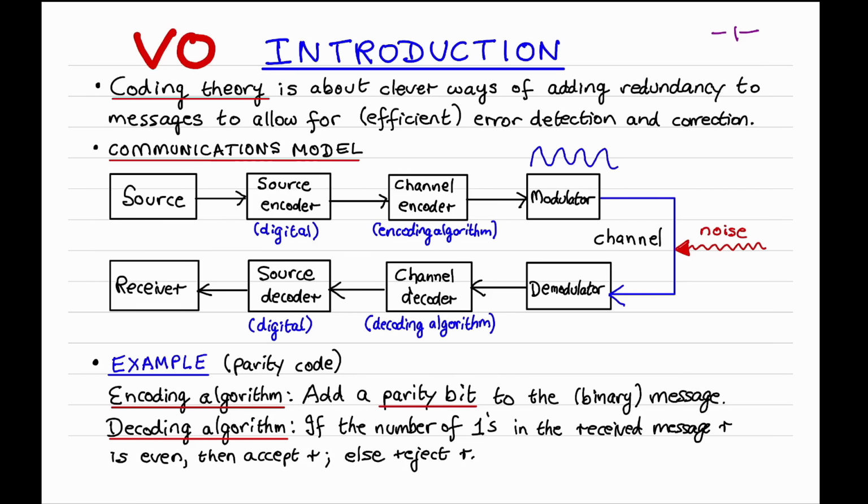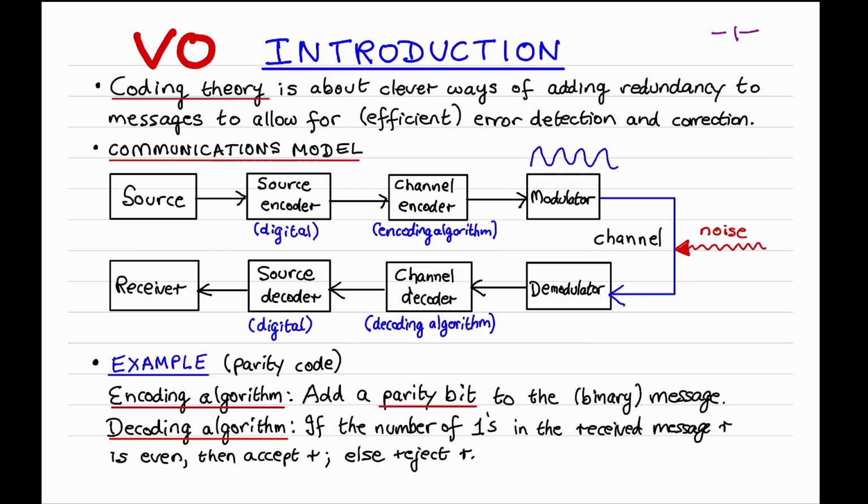Here's a simple example of a code called the parity code. We'll assume that messages are in binary. The encoding algorithm adds a 0 bit to the message M if the number of ones in M is even, otherwise it adds a 1 bit. So code words are just 1 bit longer than the source message M. And this encoding algorithm ensures that code words have even parity. In other words, an even number of ones. So these code words are transmitted over the channel.